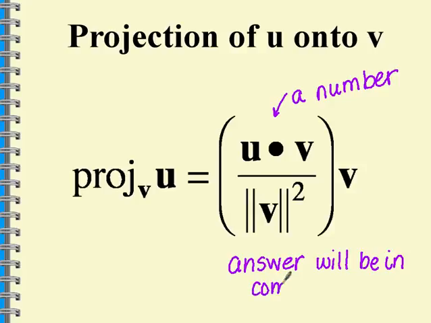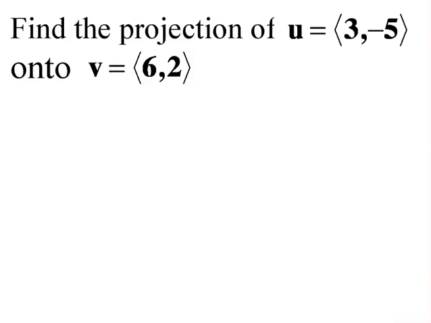Remember, that's the one with the two. The answer will be in component form, like this: V1 comma V2. So when we're finding a projection, we're not finding a number, it's actually a vector. So let's go ahead and look at one of those. Find the projection of U onto V.